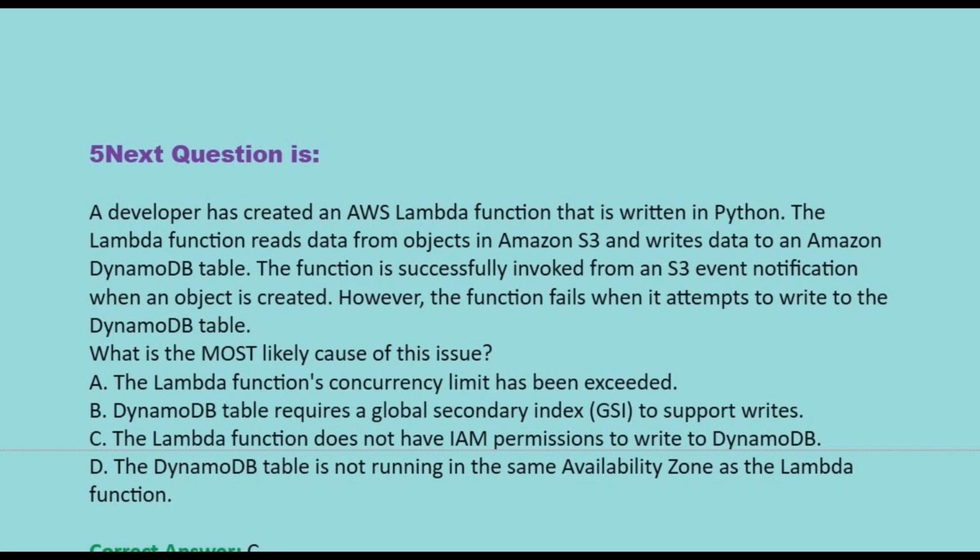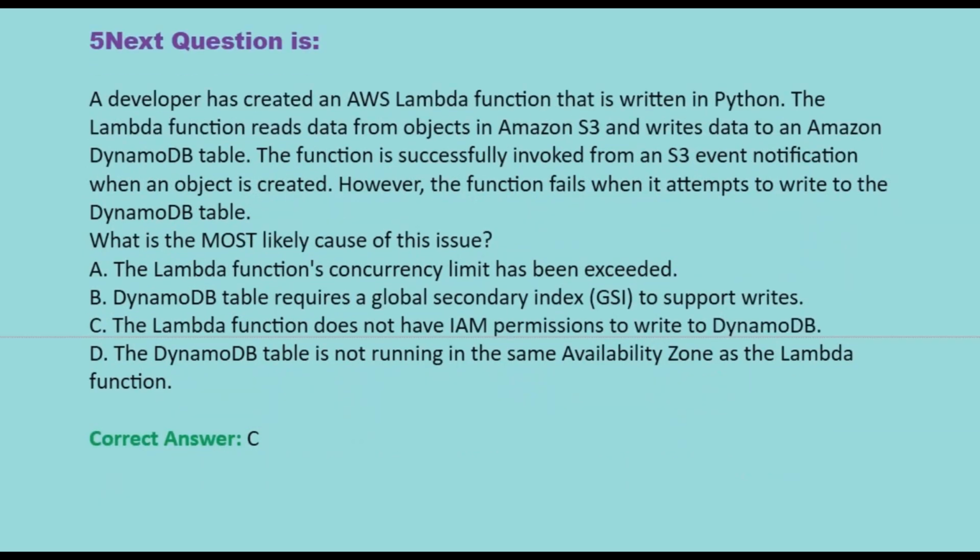Option A. The Lambda function's concurrency limit has been exceeded. Option B. DynamoDB table requires a global secondary index GSI to support writes. Option C. The Lambda function does not have IAM permissions to write to DynamoDB. Option D. The DynamoDB table is not running in the same availability zone as the Lambda function. Correct answer is option C.